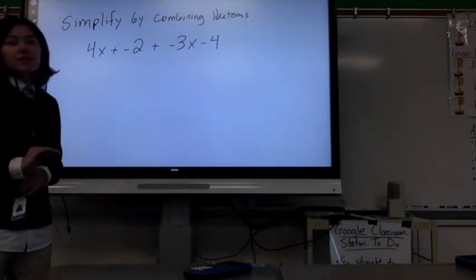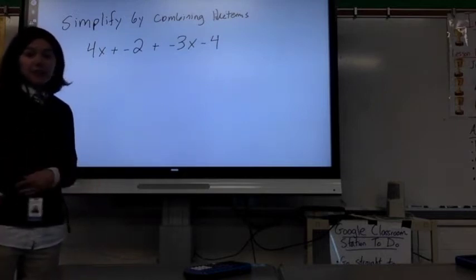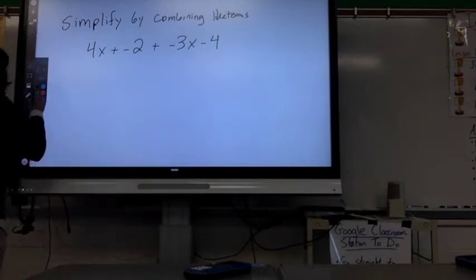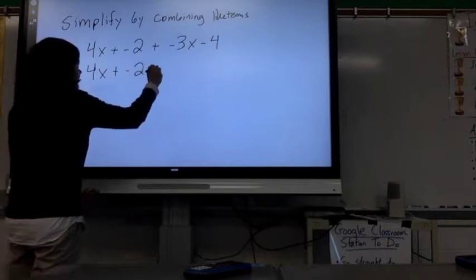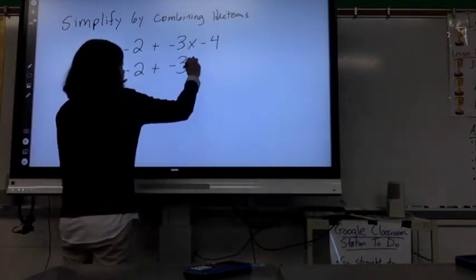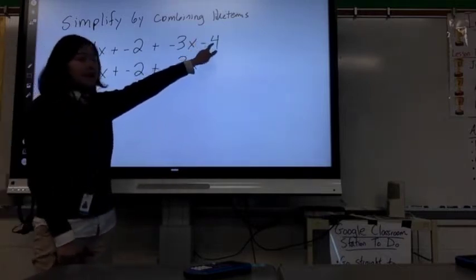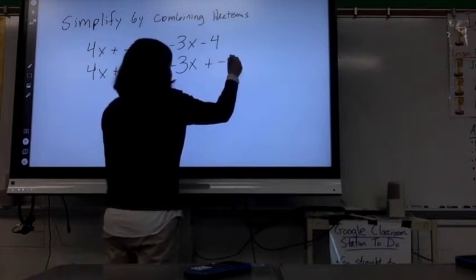So step number 1 for all of these we're about to do, as I know we know by now, is rewriting subtraction as addition, because then we're not going to make mistakes with our negatives. So I have 4x plus negative 2 plus negative 3x. So that's all good. That's all addition. Then I have minus 4. So minus 4 is the same thing as adding negative 4.